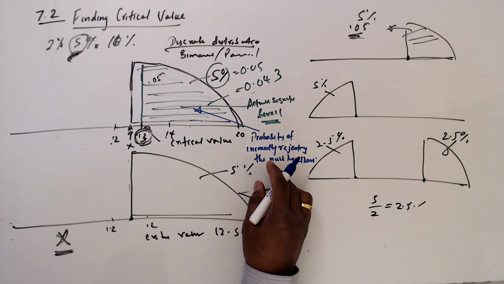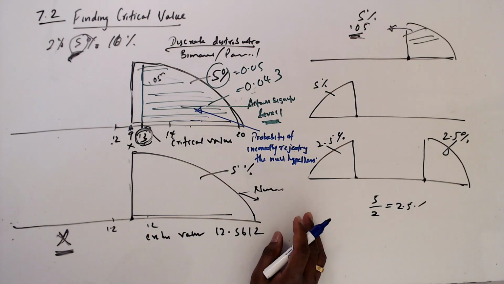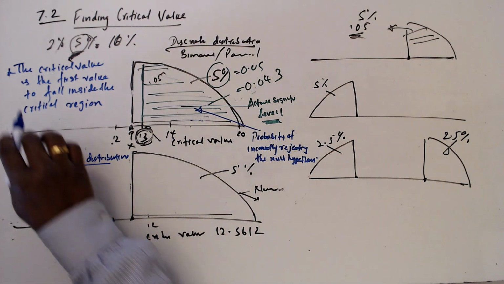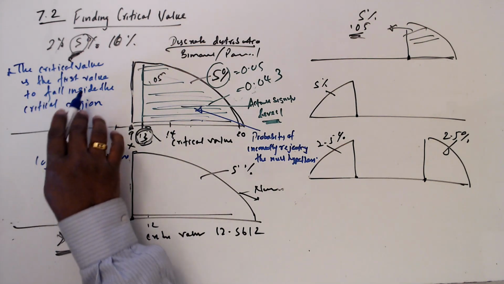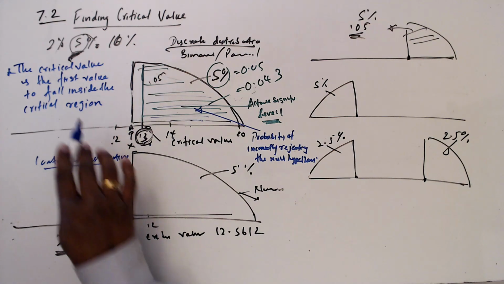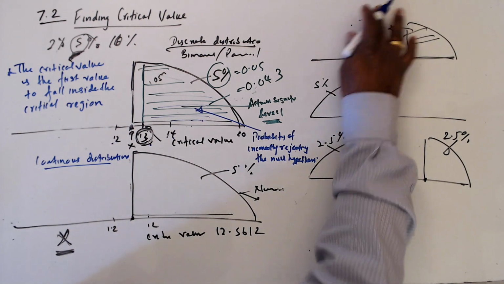Try to explain this one now. It may confuse you because you don't have the relevant knowledge to understand this yet. And so critical value is the value to fall inside the critical region. The first value to fall inside the critical region, you can understand that one now.